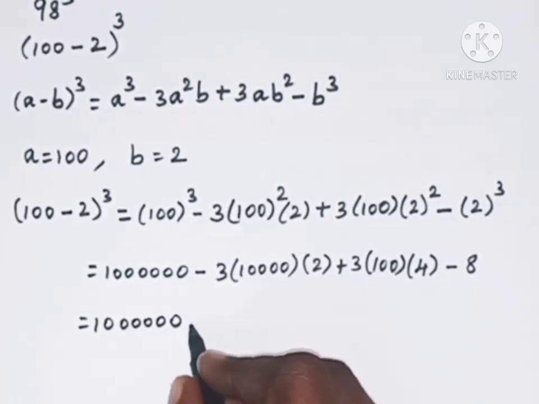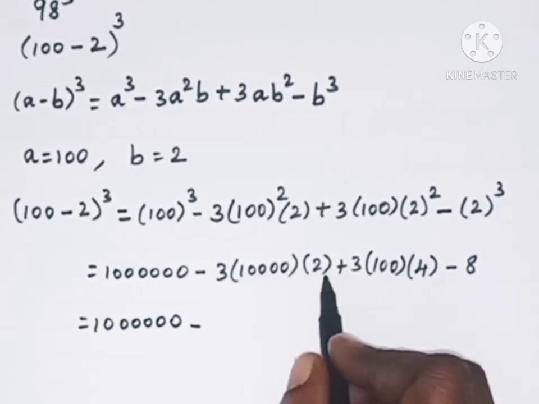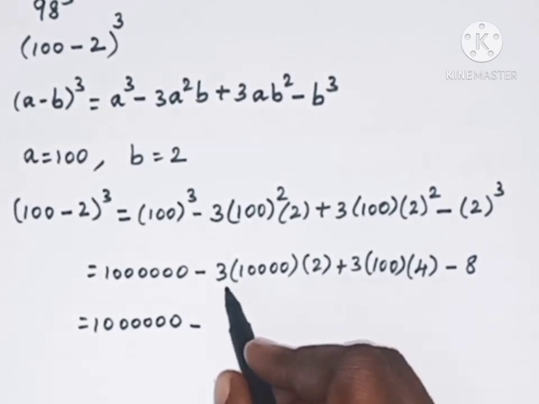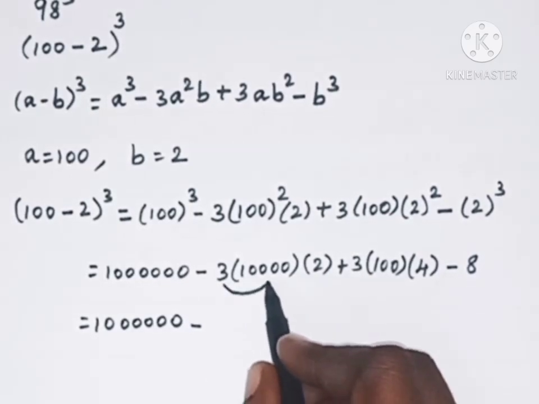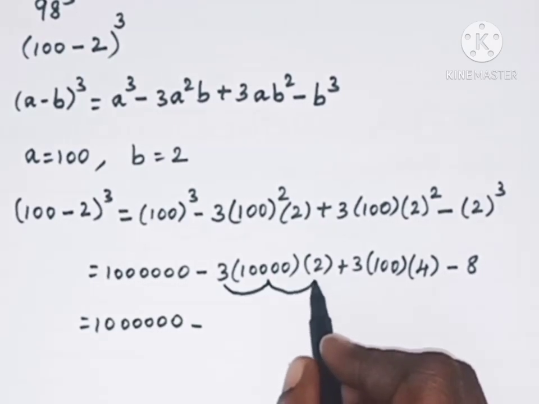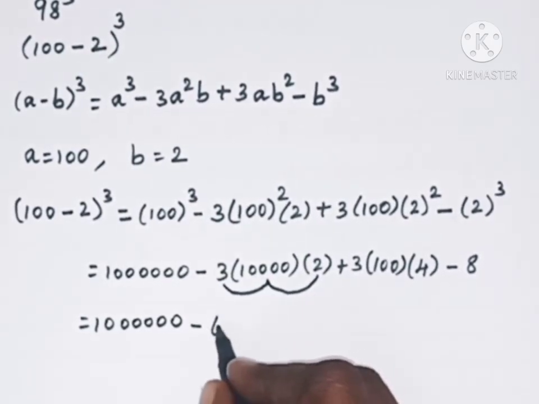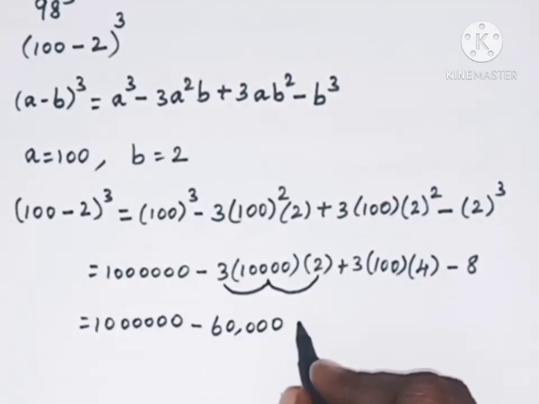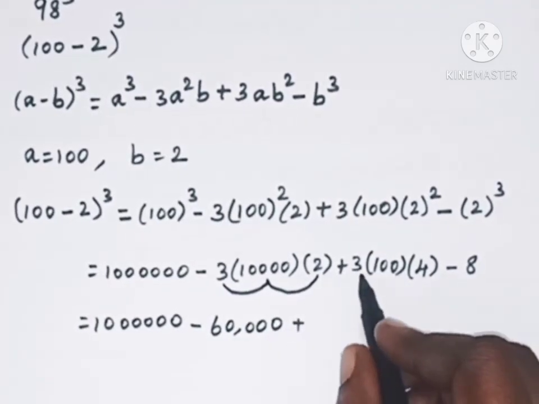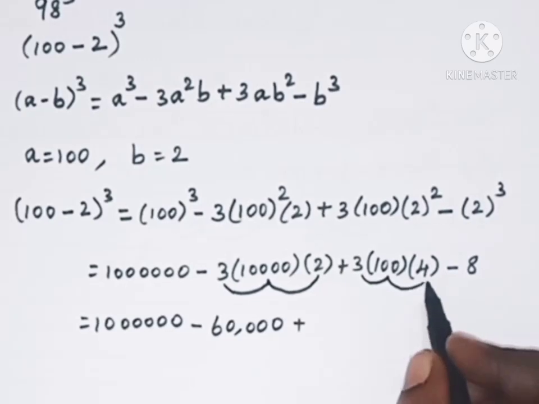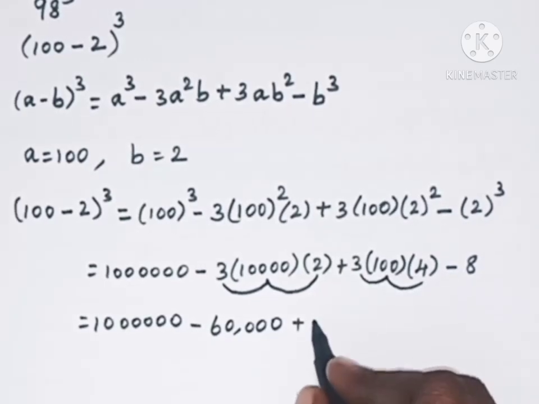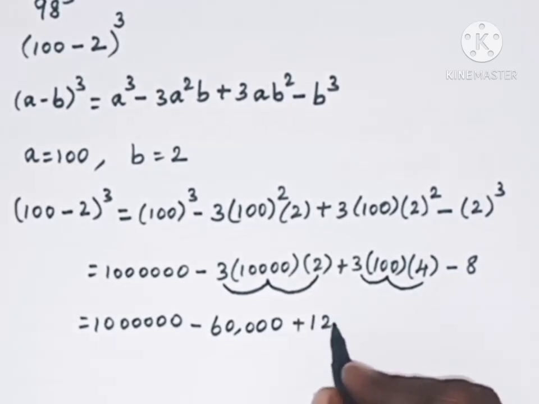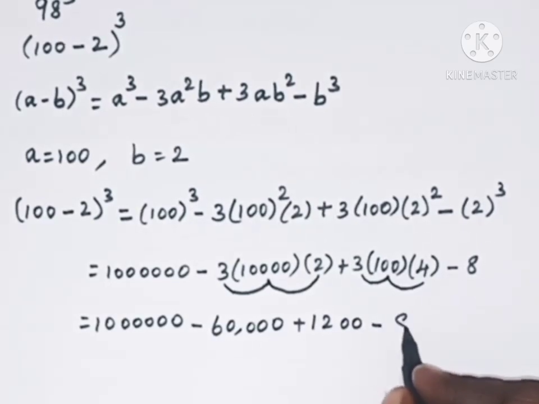So, which is equal to 10 lakhs minus, multiplying these constant terms, we have 3 into 10,000, 30,000, into 2 is 60,000, isn't it? 60,000 plus 3 into 100, 300, 300 into 4 is 1,200, minus 8.